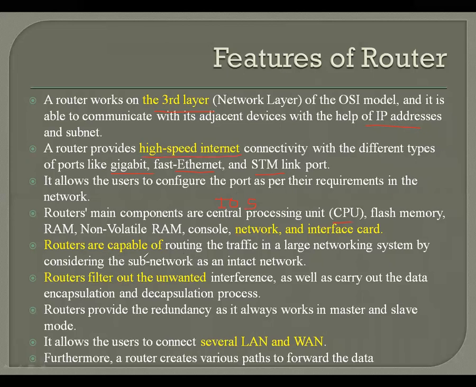Routers are capable of routing traffic in a large network system by considering the sub-networks. A router is also able to route the datagram from source to destination with the best path selecting facility. A router filters out unwanted interference. A router also filters the data before sending it further, and encapsulation and decapsulation can also happen. Routers provide redundancy as they always work in master and slave mode. This is also a very important point.